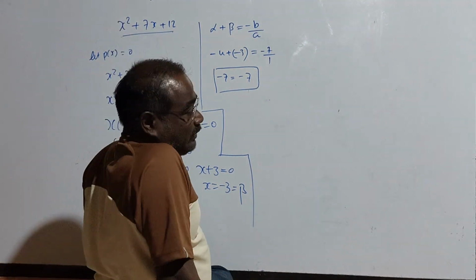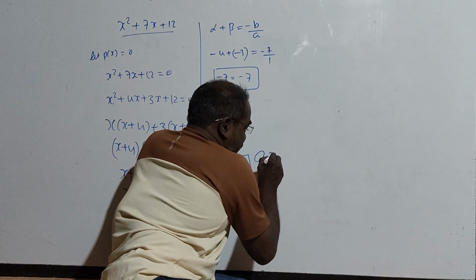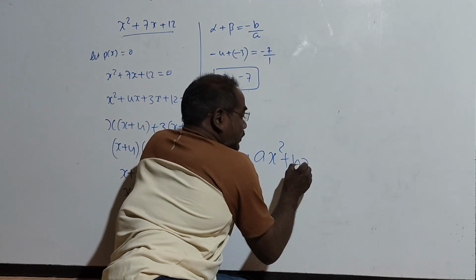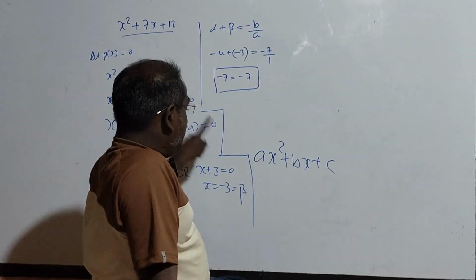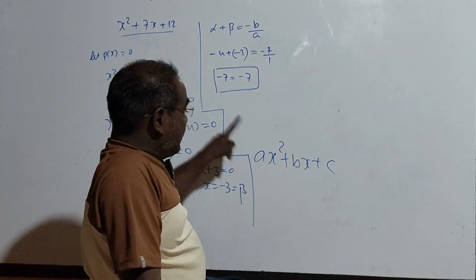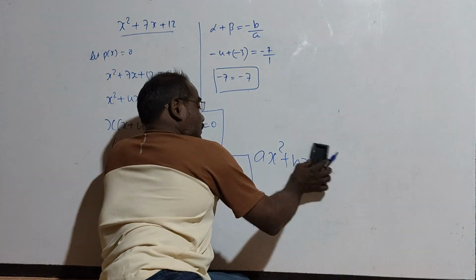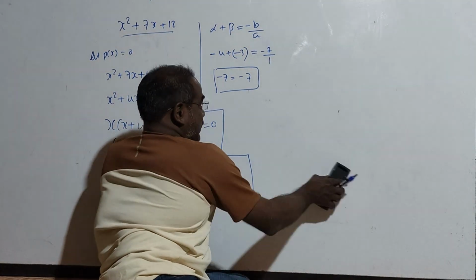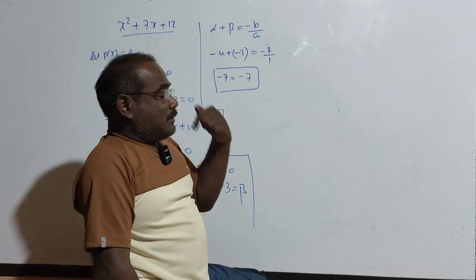If we compare that with the standard quadratic equation, what is the standard quadratic equation? Ax square plus bx plus c. Compare: a is equal to 1, b is equal to 7, c is equal to 12. By comparing this with a standard quadratic polynomial, the sum of zeros is verified.